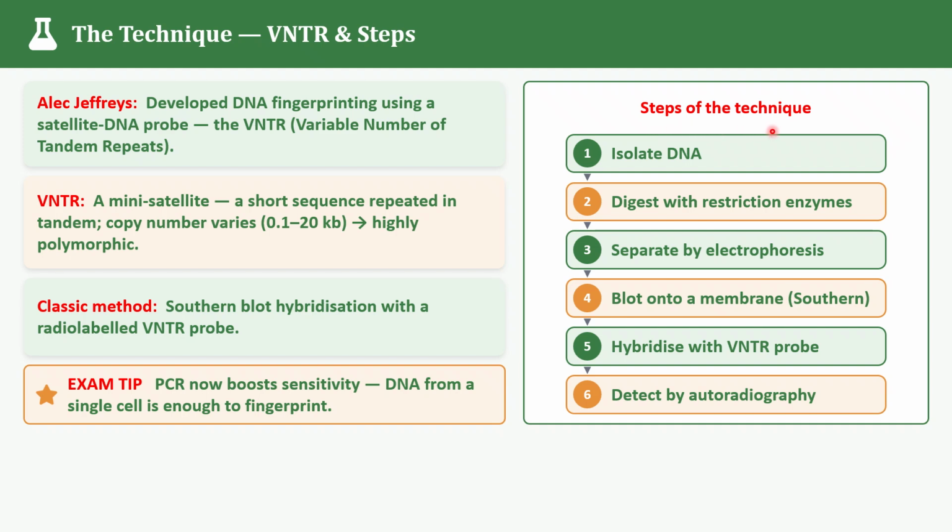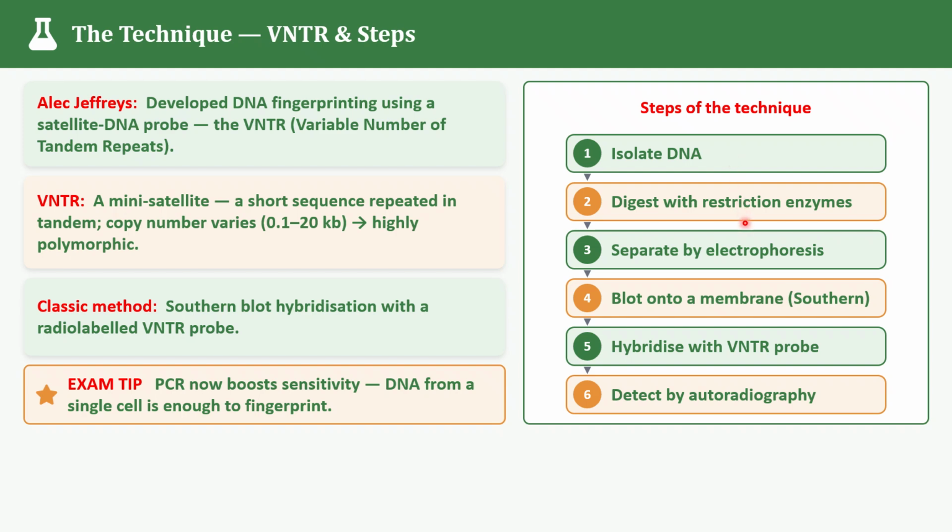So the first step is isolation of the DNA. DNA is first isolated from the biological sample. What kind of biological sample? See, the DNA can be obtained from the blood, hair follicle, saliva and other tissues also.